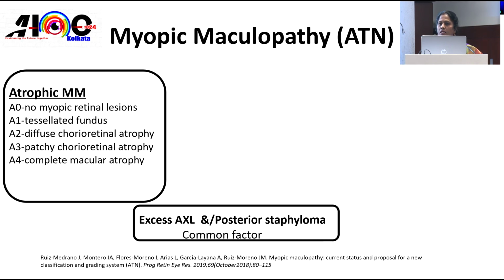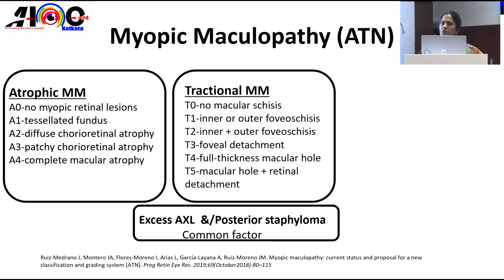So there are multiple classifications. One among them is the Etienne classification, where the first thing talks about the atrophic myopic maculopathy. In this, all the components are like you must have the excess axial length, which I had already alluded to, and the posterior staphyloma. The next one is the tractional myopic maculopathy, where it starts from T0 to T5. So this is what we are going to be talking about today, dwelling on this particular subject.